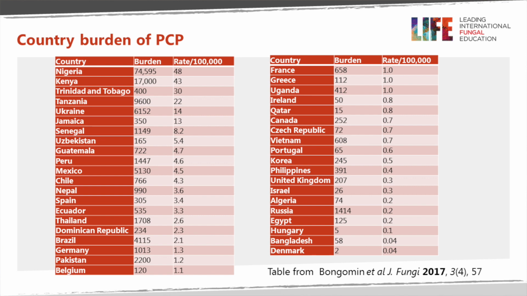So very high rates estimated in Nigeria and Kenya, where there's a lot of HIV, and then very low rates, less than 1 per 100,000 in many, many countries, which are more developed with well-developed HIV services and most patients on therapy. Although some of these estimates, of course, are not perfect, as they are for other things.